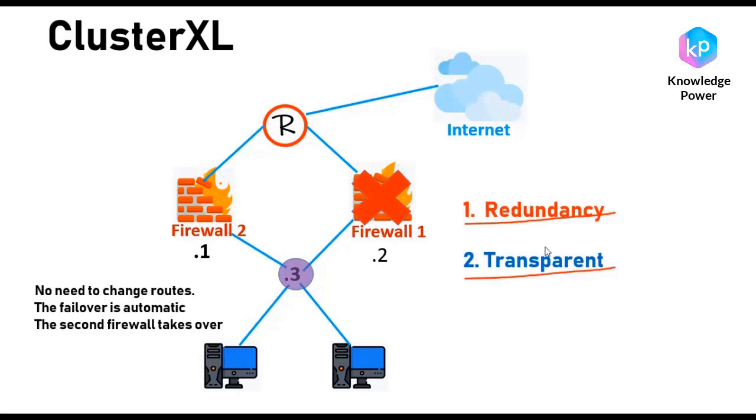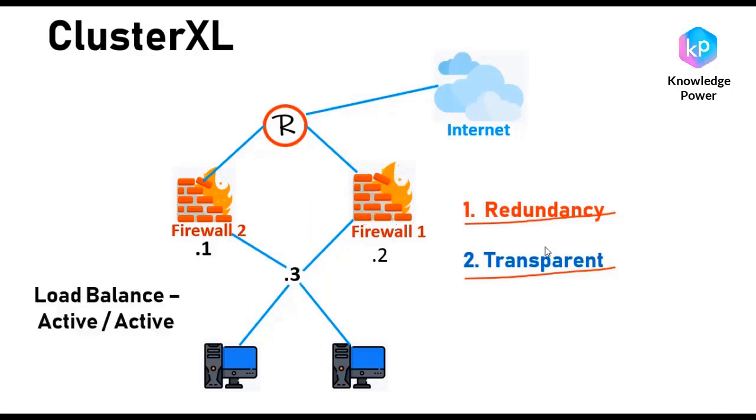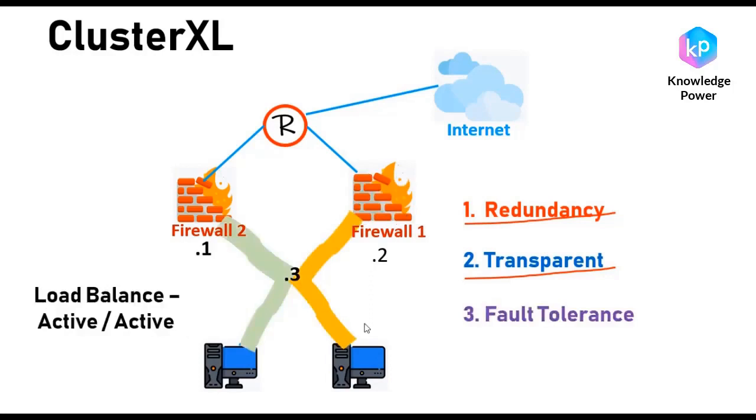Your solution has to be transparent to the client, to the router, to everybody. It has to be redundant and transparent. In the active scenario, there is a thing that you need to have to properly define a cluster. It is fault tolerance. Basically, we can balance the traffic between your firewalls, between Firewall 1 and Firewall 2. You can actually have more than two firewalls in that scenario, in a load balancing scenario.